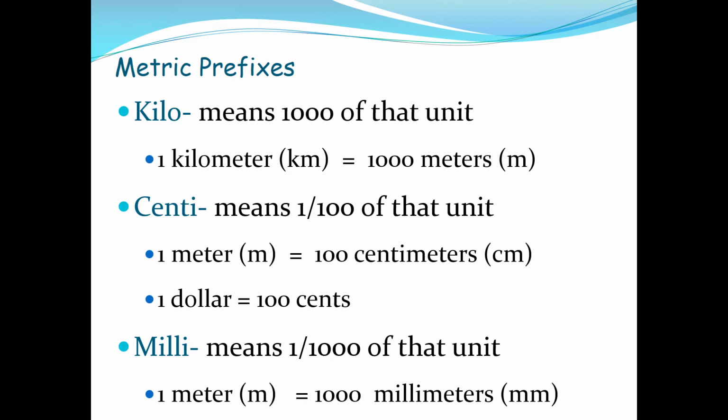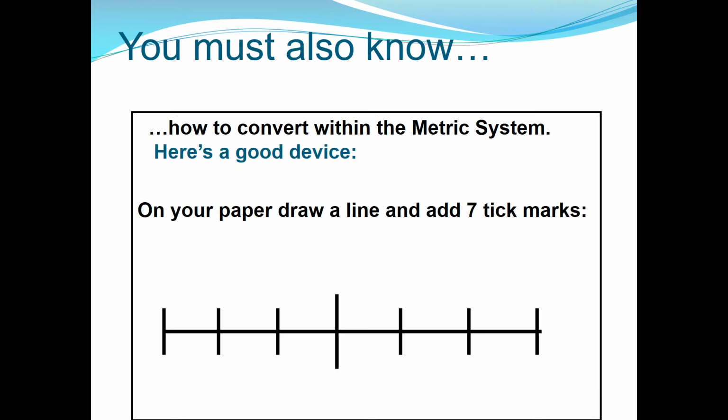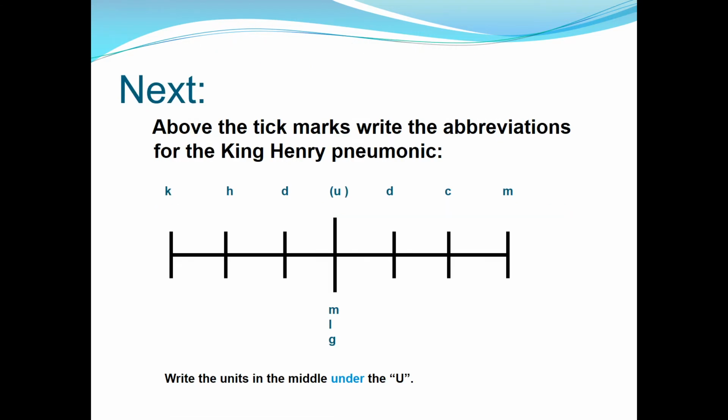So again, Miss Anglin created this or used it, and she likes using a lot of mnemonics. King Henry died unexpectedly drinking chocolate milk. So to convert from one metric unit to another, you can use this mnemonic. How to convert? So here's a good device. King Henry died unexpectedly drinking chocolate milk.